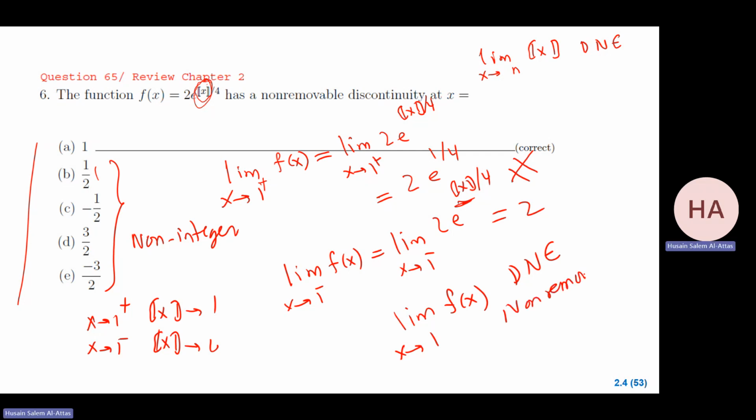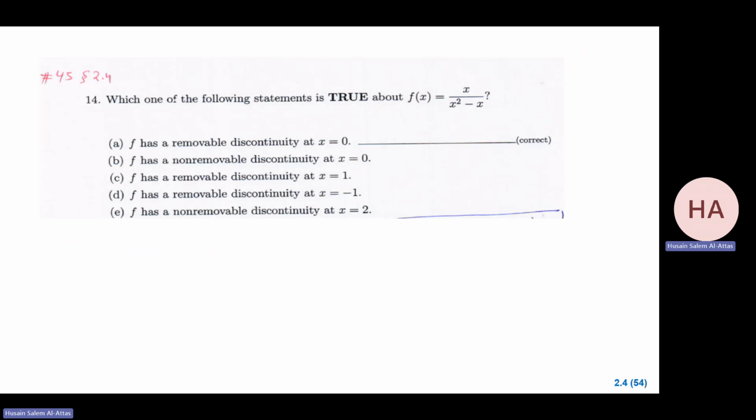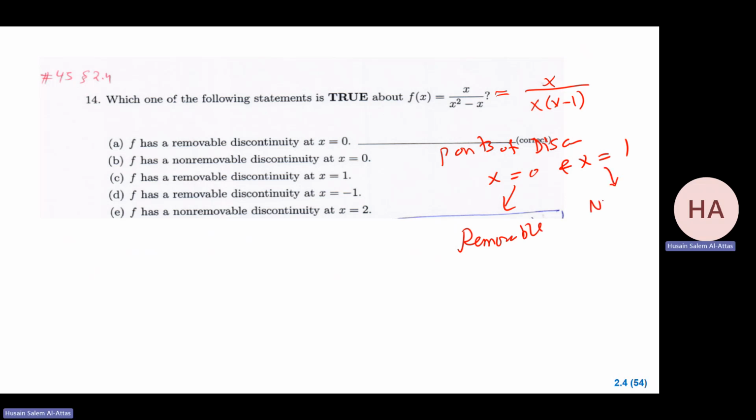None. So this is the answer, because looking at the integer values. This one, just substitute it, it's just simplify it, I mean. So the points of discontinuity are x equals 0 and x equal 1. Very clear. This is removable and this is not removable, because this will go to a value, but this will go to plus or minus infinity. It depends right or left.